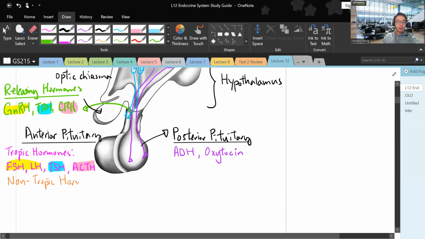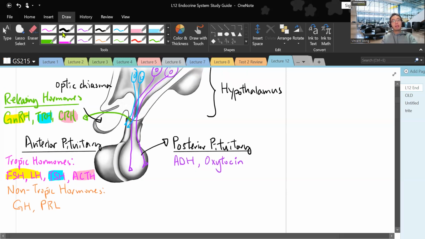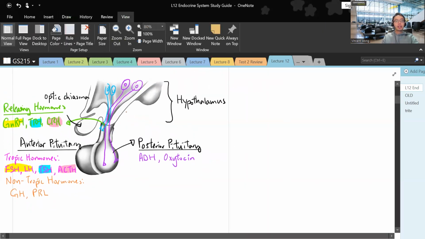Non-tropic hormones. These are things that don't have a specific endocrine target. So growth hormone targets all the bones and muscles and cells of the body to help the person grow. And the other one is prolactin, which is important for milk production. So oxytocin is to let the milk out. Prolactin is to produce the milk. So that's the relationship between the hypothalamus and pituitary gland.